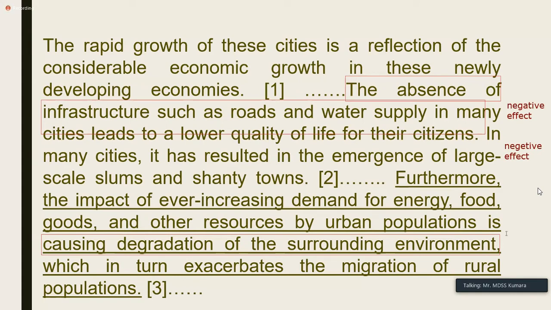Furthermore, the impact of ever increasing demand for energy, food, goods, and other resources by urban population is causing degradation of the surrounding environment, which in turn exacerbates the migration of rural population. Negative, sir. Yeah, that's right. So this also gives a negative effect of urbanization. So the second, third, and fourth sentences all give negative effects of urbanization.